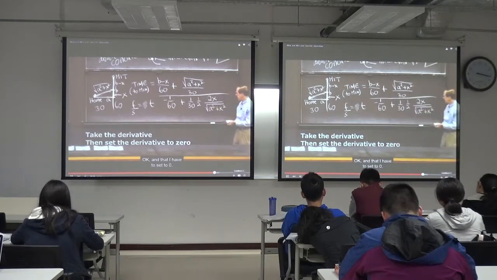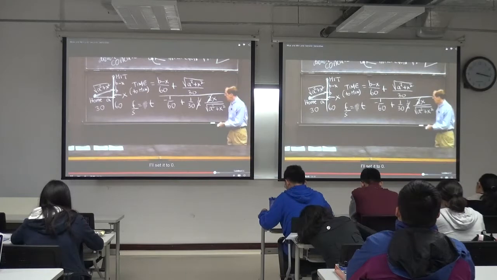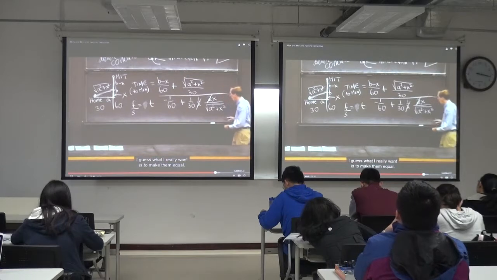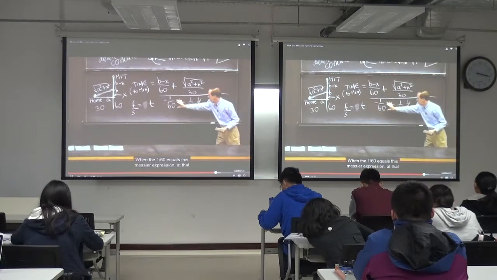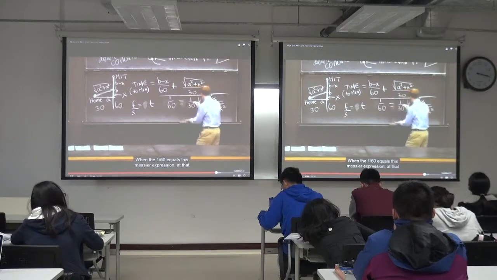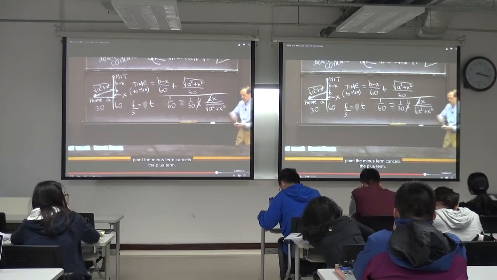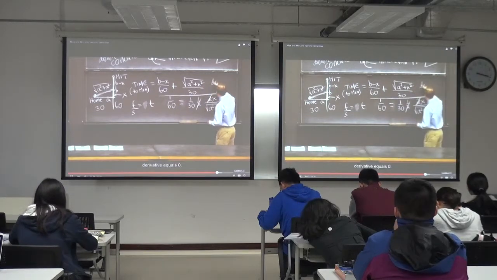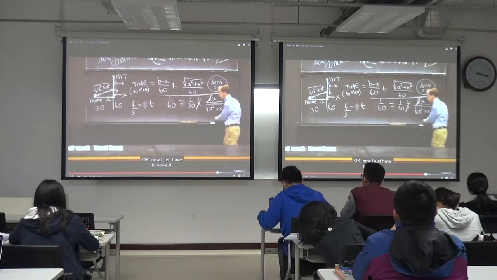Okay, and then I have to set to zero. And of course, I'm going to cancel the 2s. And I'll set it to zero. What does that mean, set to zero? Here's something minus, here's something plus. I guess what I really want is to make them equal. When the 1/60th equals this messier expression, at that point, the minus term cancels the plus term. I get zero for the derivative. So I'm looking for derivative equals zero. That's my equation. Okay, now I just have to solve it.